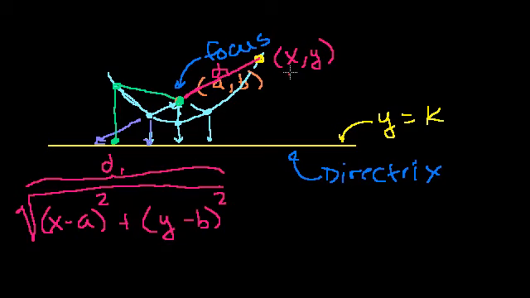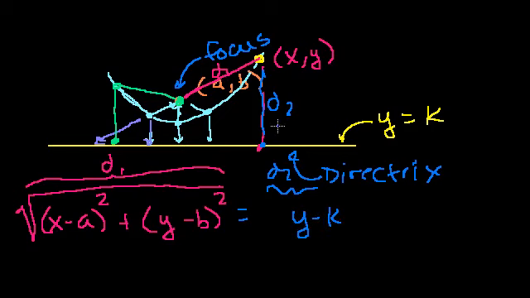And we want to find all of the x and y's where the distance to the focus is equal to the distance to this line right there. So let's call this d2, the distance to the directrix. So the distance to the focus is going to be equal to d2. And what's d2 going to be equal to? Well, it's just the difference in y, right? Because no matter where we are, we're just going to drop straight down to the directrix. So the difference in y, I could just say y minus k.